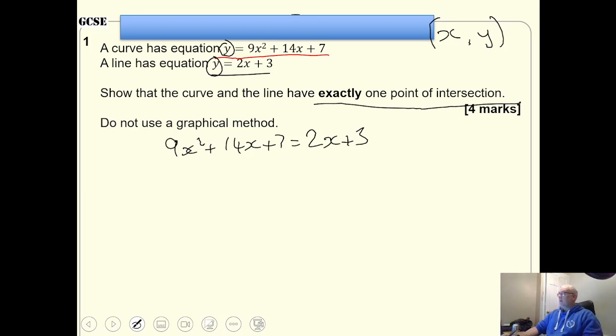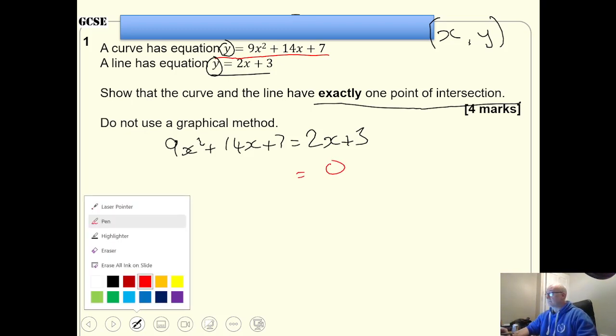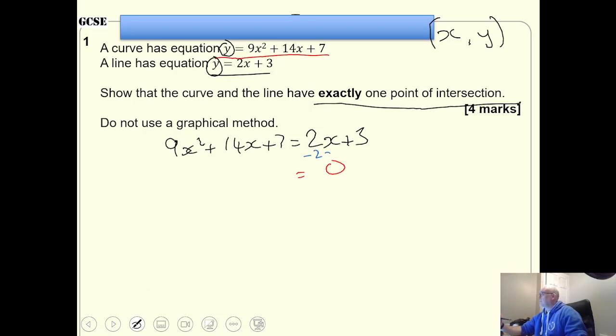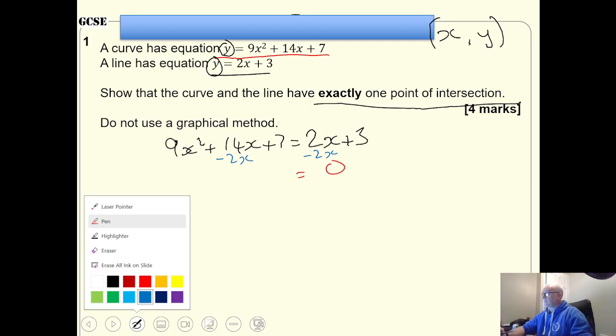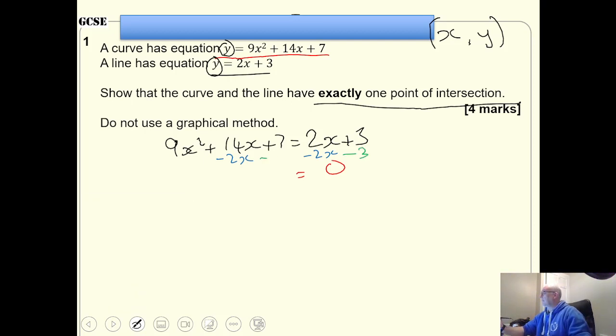Next step. Can we get all of the x variables and the constant numbers across to the other side of the equation to make it equal 0, as we would expect in a quadratic equation? Well, to do that, we're going to need to subtract 2x from both sides, and we're also going to need to subtract 3 from both sides, which is going to give me 9x squared plus 12x plus 4 equals 0. So again, we've simplified it that little bit further.